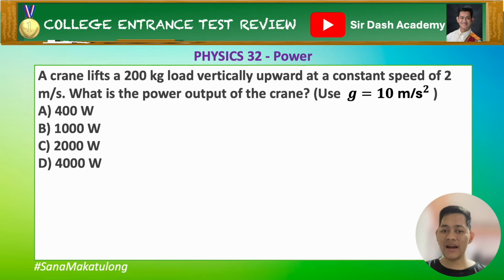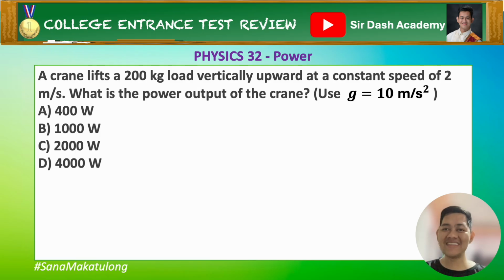Again, a crane lifts a 200 kilogram load vertically upward at a constant speed of 2 meters per second. What is the power output of the crane? Use g equals 10 meters per second squared. A. 400 watts, B. 1000 watts, C. 2000 watts, or D. 4000 watts. Pause this video and try to solve it on your own. Go!